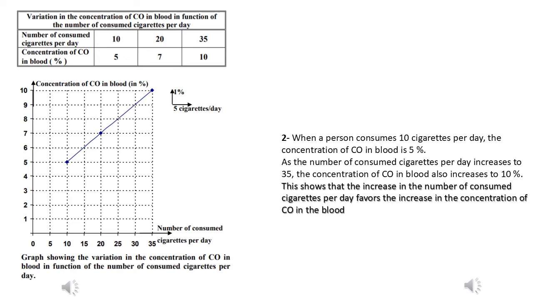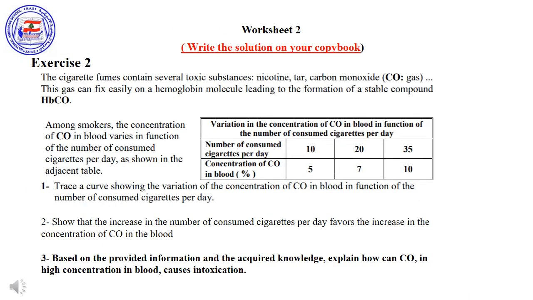And this gas is toxic. What is the effect of this gas on the gas exchange? Number 3, based on the provided information. Okay, we saw that as the number of consumed cigarettes per day increases, the concentration of the toxic carbon monoxide in the blood increases. And your acquired knowledge, based on what you know. Explain how carbon monoxide in high concentration in blood can cause intoxication.